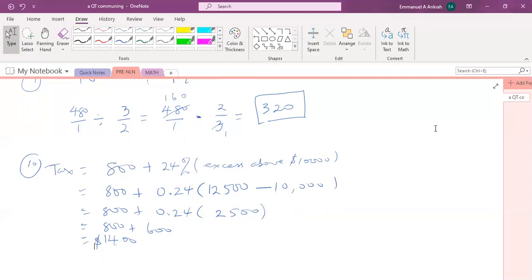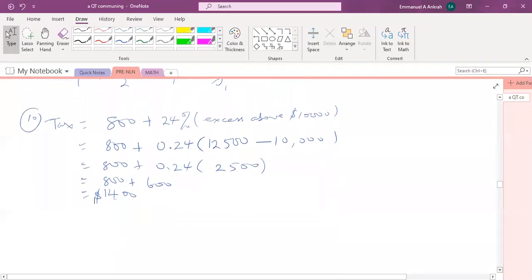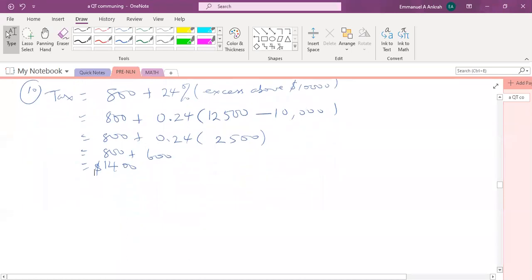Number 13, I believe that you should be able to do that as well. It's a proportion problem, so you should be able to do proportions. A 3 ounce serving of corned beef hash supplies 150 calories. Approximately how many calories will be supplied in a 5 ounce serving? So that is a proportion.